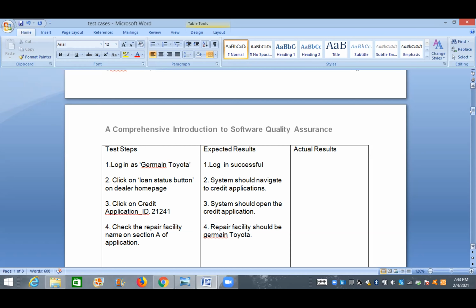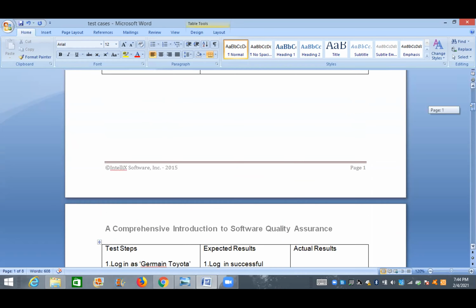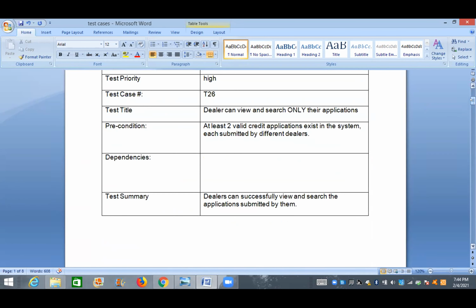You guys know the answer, right? It's just that you need to build a confidence to say it. Okay. So Niti, let me ask you a question. If you scroll up a little bit, you said that your precondition is that there must be at least 2 valid credit applications in the system, submitted by different dealers. You put the precondition of 2 applications and 2 different dealers. How did you use that precondition in your steps?